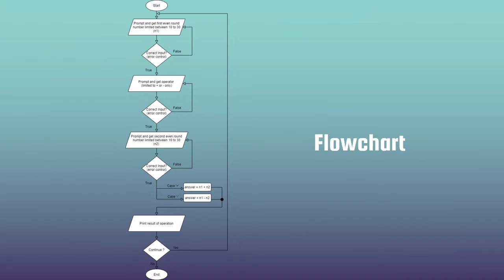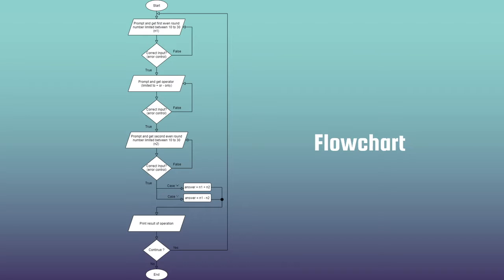Moving on is the flowchart of the program. Now that we have synthesized the problem for a better understanding of the question, a flowchart is important in order to organize your ideas on how to write the C++ program itself. As you can see from the diagram, right after the start, the program will prompt and get the first even round number, limited between 10 to 30, labeled as N1. Afterwards it will conduct an error control process, and if it does not fulfill the required conditions, it will be regarded as false and will prompt the user to repeat the first step.